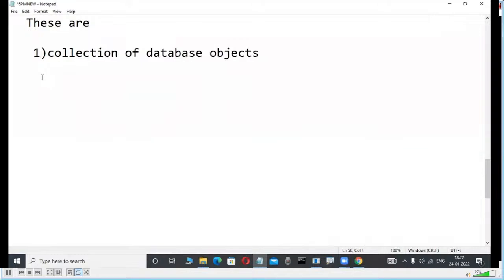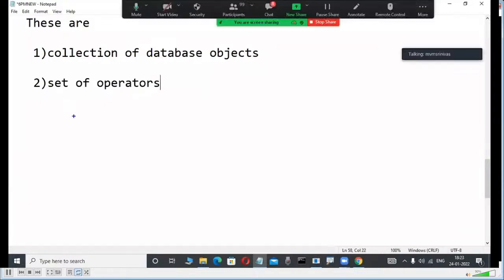In our courses we are learning not only the collection of database objects. In any relational data model product, we are observing another easy concept. What is that? Set of operators are available. Operator means, as in C language or Java, equal to, less than or equal to, greater than or equal to, not equal to. These types of operators are there.